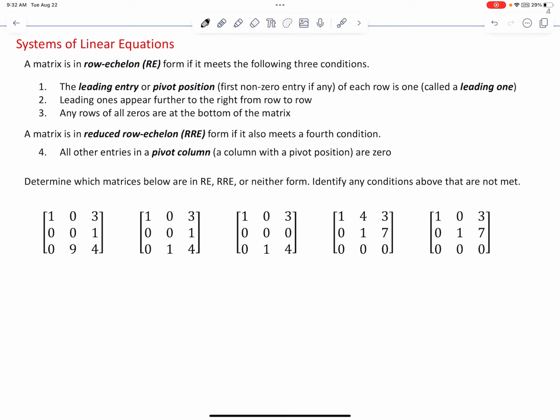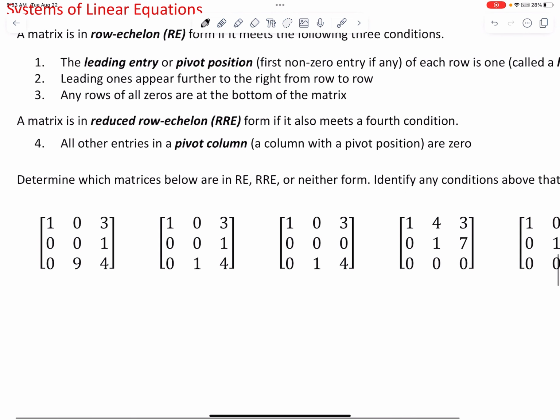So we're going to scan our 5 examples down here for the first 3 conditions. All right, condition 1. Here we go. Scan this first row. The first non-zero entry in that row is right here. And the question is, is it a 1? Yes or no? It is a 1. Check. Look at the next row. The first non-zero entry as you go from left to right is this position. So this is our leading entry, and it is also a 1.